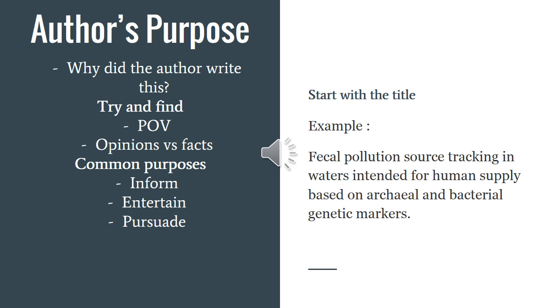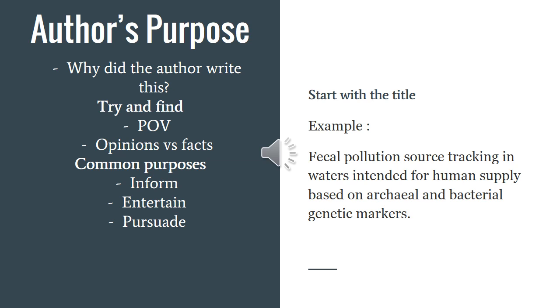The first term we're going to start with is author's purpose. This should not be a new topic for any of us. Common purposes include inform, entertain, persuade, and there are a few more, but those are kind of the main ones. The most important thing to ask yourself is, why did the author write this? And then try and find the POV.